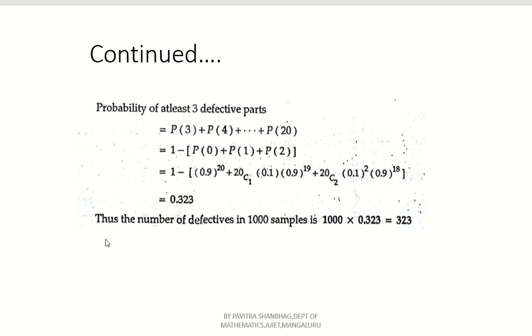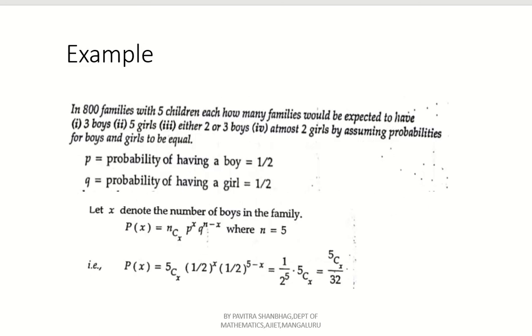But they asked what? The number of defective items in 1000 samples. So what we have to do? For one sample we are getting 0.323. For 1000 such samples, how many possibilities of obtaining 3 defective parts? That is 1000 into 0.323, which is equal to 323. This is very very important. You have to remember, for one sample you are going to find in the beginning. Next you have to find it for whatever number of samples.